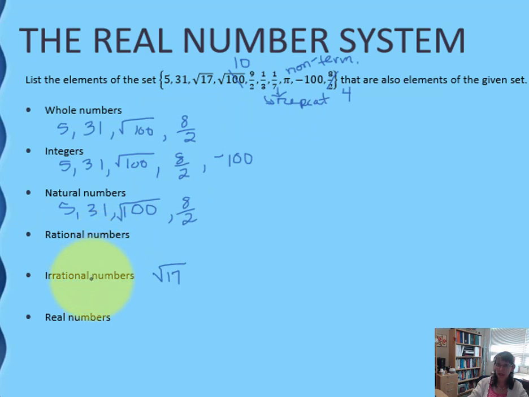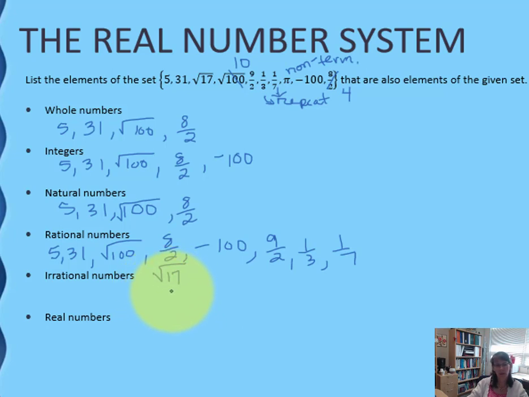Rational numbers can be written as fractions. So any integer can be written as a fraction. So I'll start with all of the integers we've already listed: 5, 31, square root of 100, 8 halves, negative 100. And now we'll go back and look at the elements and see if there are some written already as fractions. So we pick up 9 halves, 1/3, and 1/7. The irrational numbers, we already talked about square root of 17.